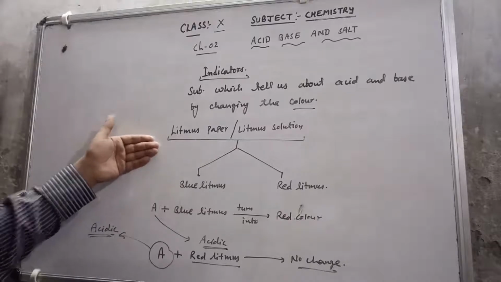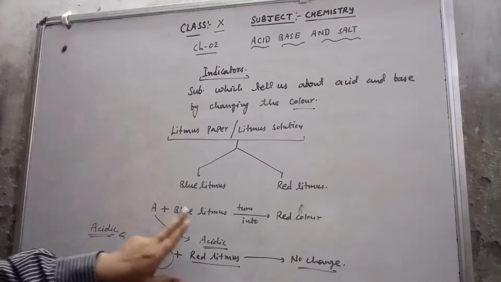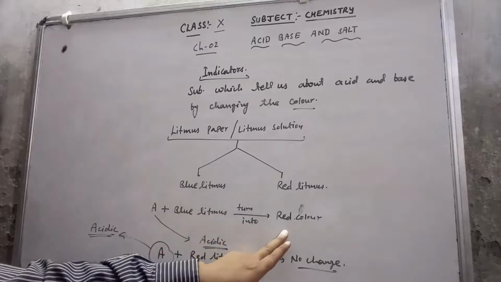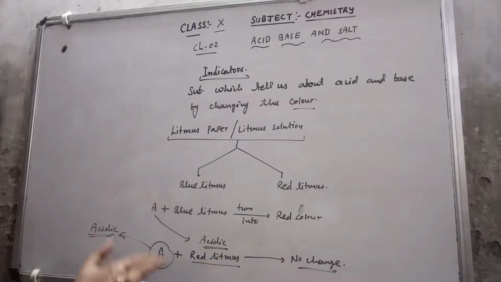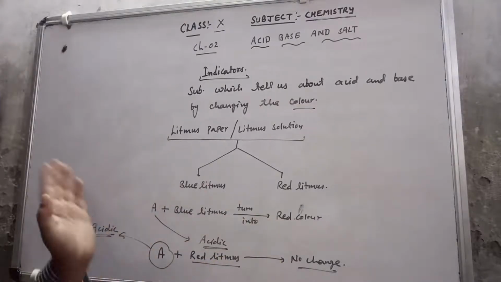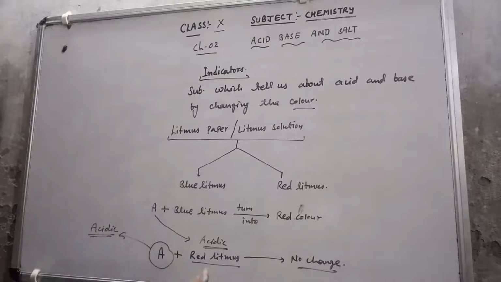We can say that the substances which turn blue litmus into red are called acids, and the substances which do not show any effect on red litmus are acidic in nature. So with the help of this we can also explain the acid. Same if I talk about the base, they are also in the same way.